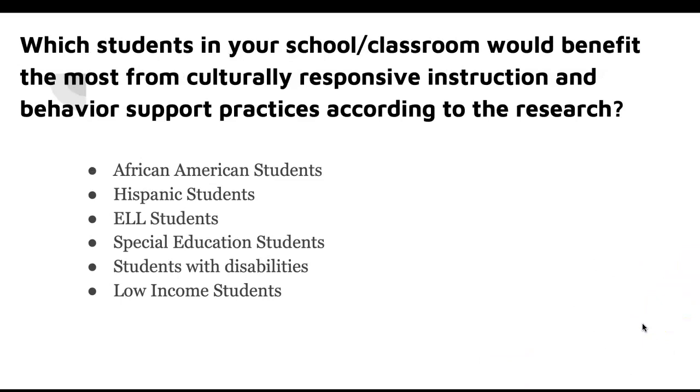So which students in your school classroom would benefit the most from culturally responsive instruction and behavior support practices according to the research? In my school specifically, at Livingston, I think that our African American students can definitely benefit from that, or Hispanic students definitely can benefit from that. We also have a big ELL population at our school. They can definitely benefit from that as well. Our special education students can also benefit from all of those as well. Our students with disabilities can benefit from those, and also low-income students.